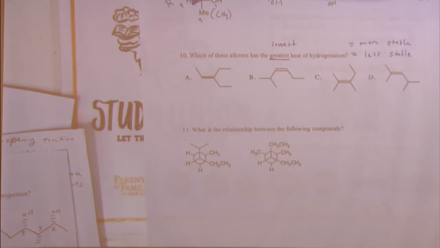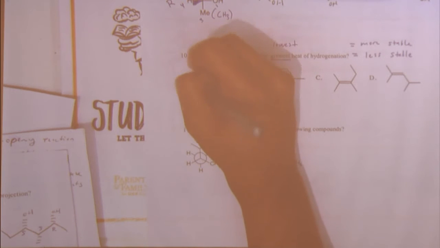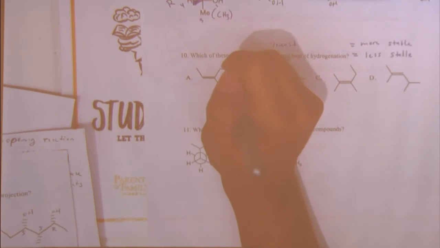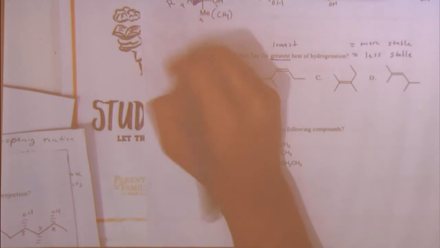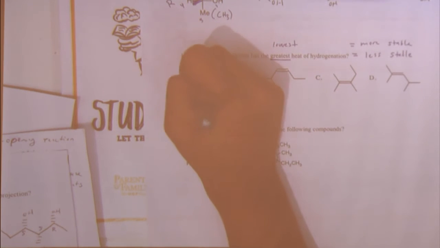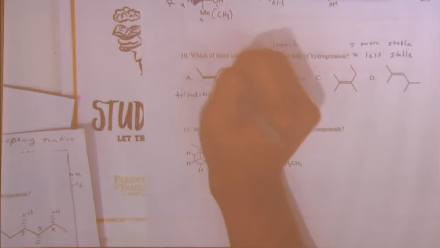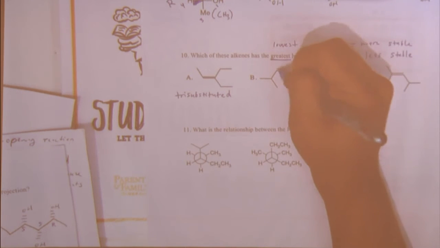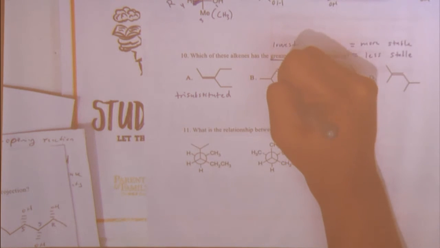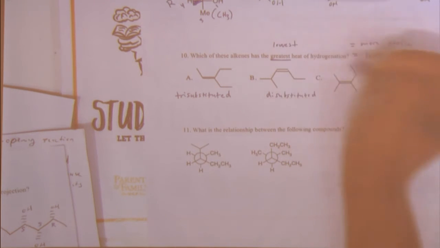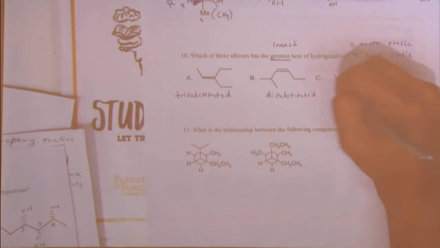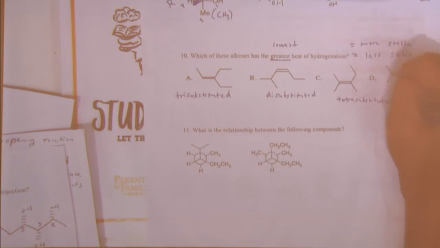So first, since we're dealing with alkenes, we'll look at how substituted the alkenes are. In the first case, we have 3 substituents relative to the double bond, so it'll be tri-substituted. Here we have 2, so this is di-substituted. Next we have 4, so this is tetra-substituted. And lastly, we have 3, so this is tri-substituted.